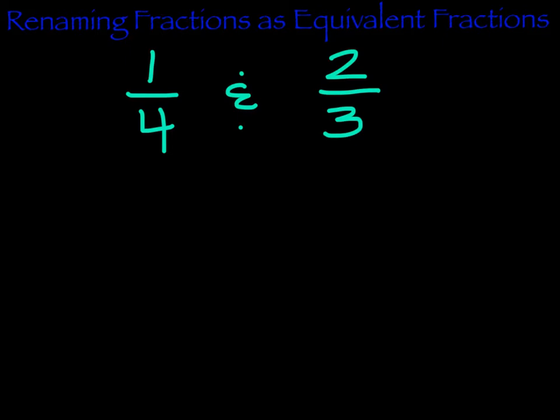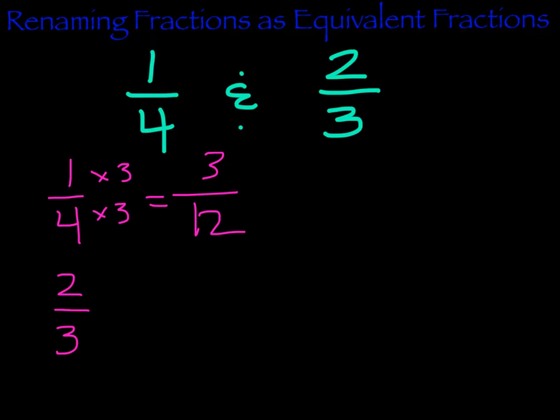Remember that multiplying the numerator and denominator of a fraction by the same non-zero number yields an equivalent fraction. This looks like this. 1/4 times 3 on both the top and the bottom is equal to 3/12, which is an equivalent fraction for 1/4. If we want to work with the fraction 2/3, and we want to multiply the top and the bottom by, let's say, 4, this is going to equal 8/12, which is also an equivalent fraction for 2/3.